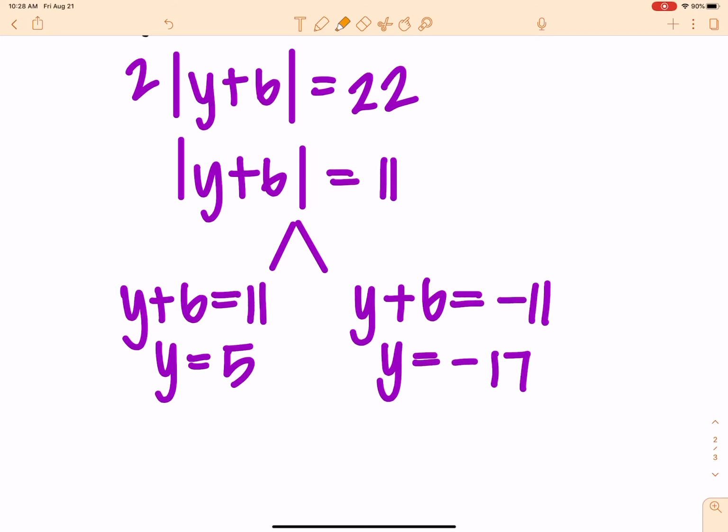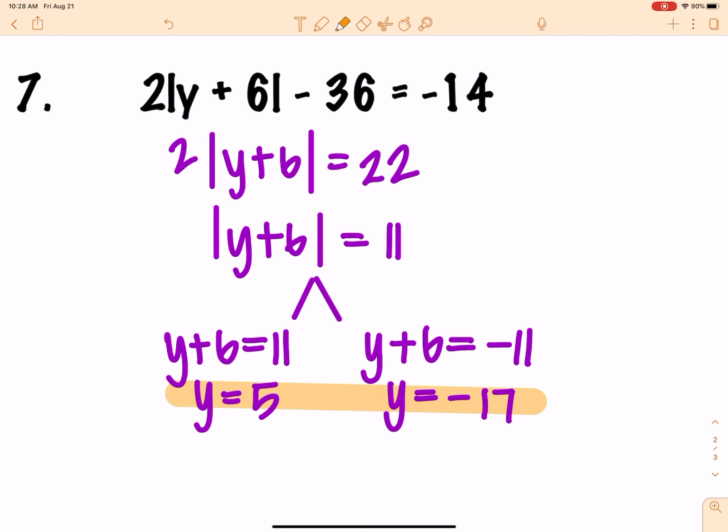And I would definitely check my answer, especially on harder ones like this, just to verify. And you could do that easily in your head, right? We can plug in 5 right here. 5 plus 6 is 11. Absolute value of 11 is 11. So multiply by 2, get 22. Done. Do the same thing with negative 17. If I plug in negative 17 in here, I would get negative 11. So the absolute value of that is positive 11. Again, times 2 is 22. It did not take me much effort at all, but it did verify that I am on the right track.